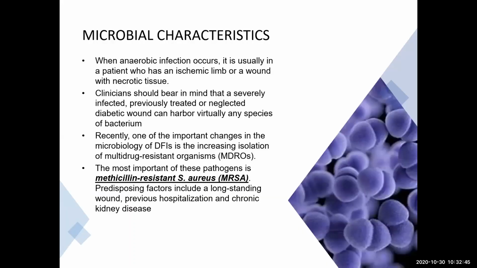When anaerobic infection occurs, it is usually in a patient who has an ischemic limb or a wound with necrotic tissue. That's why we have to get rid of the necrotic tissue as soon as possible. We have to correct ischemia as soon as we can. The clinician should bear in mind that a severely infected, previously treated, or neglected diabetic wound can harbor virtually any species of bacteria. Recently, all of you I think have heard about the multi-drug resistant organisms, which are like a nightmare for any surgeon because they are very difficult to control.